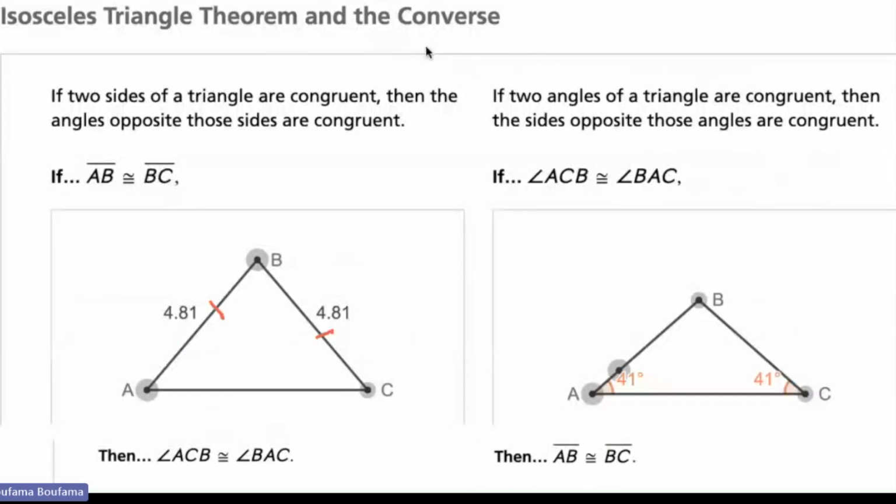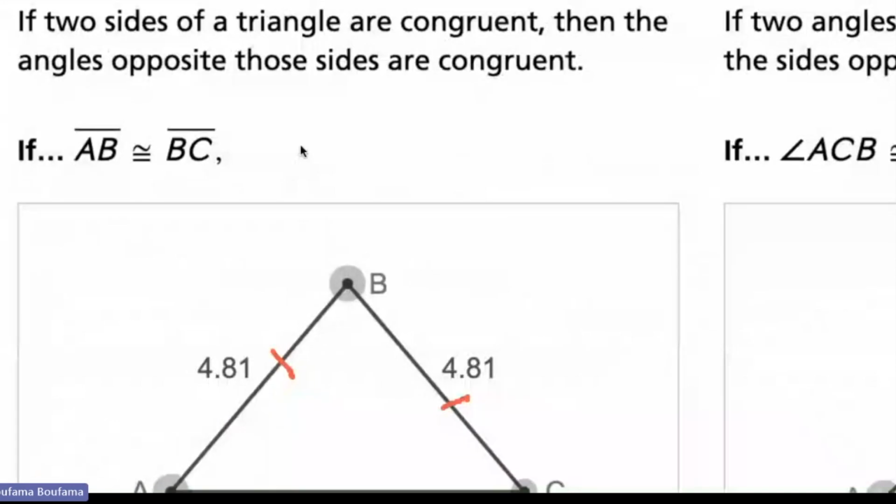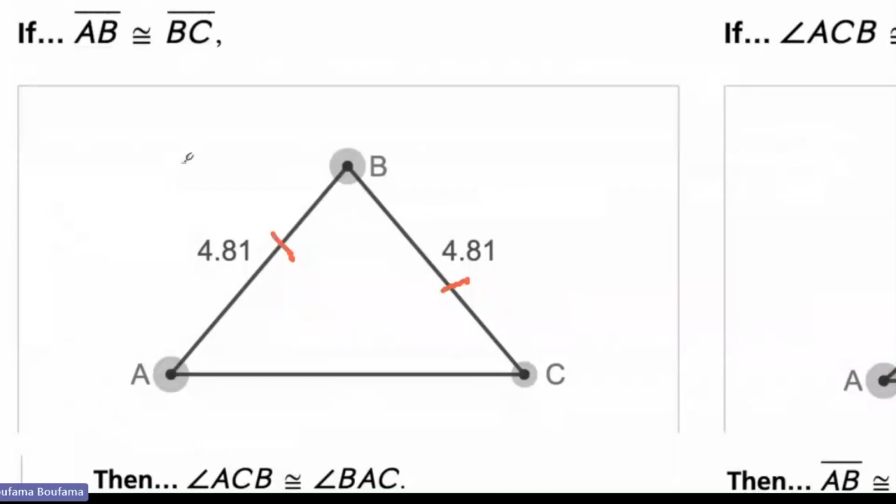Isosceles triangle theorem and the converse. What does it say? It says, if two sides of a triangle are congruent, then the angles opposite those sides are congruent. That means if side AB, can you see side AB in this diagram? It's of length 4.81, is congruent to side BC. Side BC is this side here. It's the same length, 4.81. So these two sides are congruent.